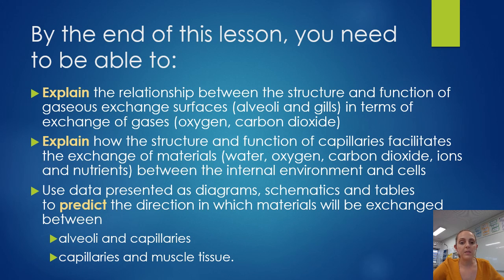Okay, so hopefully from this you're able to explain the relationship between the structure and function of gas exchange surfaces, such as alveoli and gills, in terms of exchange of gas. Hopefully you can explain how the structure and function of capillaries facilitates exchange of materials between the internal environment and cells. And hopefully you'll be able to use data to predict the direction of material movement between alveoli and capillaries in muscle tissue. So that's just predicting where oxygen would offload to in different scenarios.